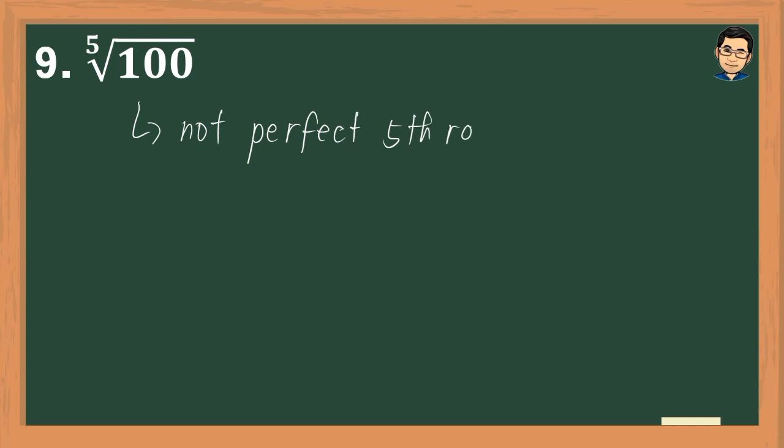Okay. So, kapag fifth root po ang pinag-uusapan natin, yung mga number na minumultiply sa sarili nila 5 times. Like for example, yung 32. So, yung fifth root ng 32 is 2. It's because 2 raised to 5 is 32. So, dahil not perfect fifth root siya, irrational. However, the approximate value of fifth root of 100 is 2.51.